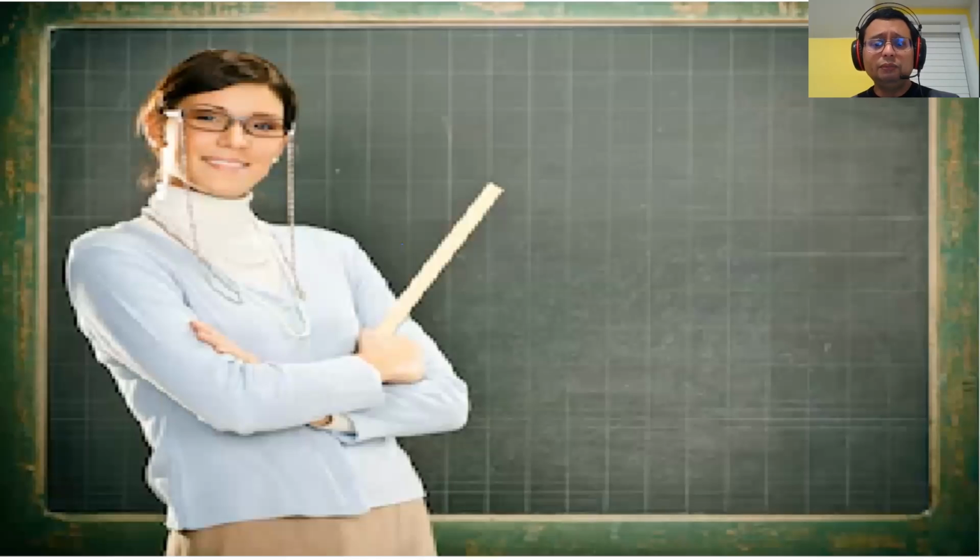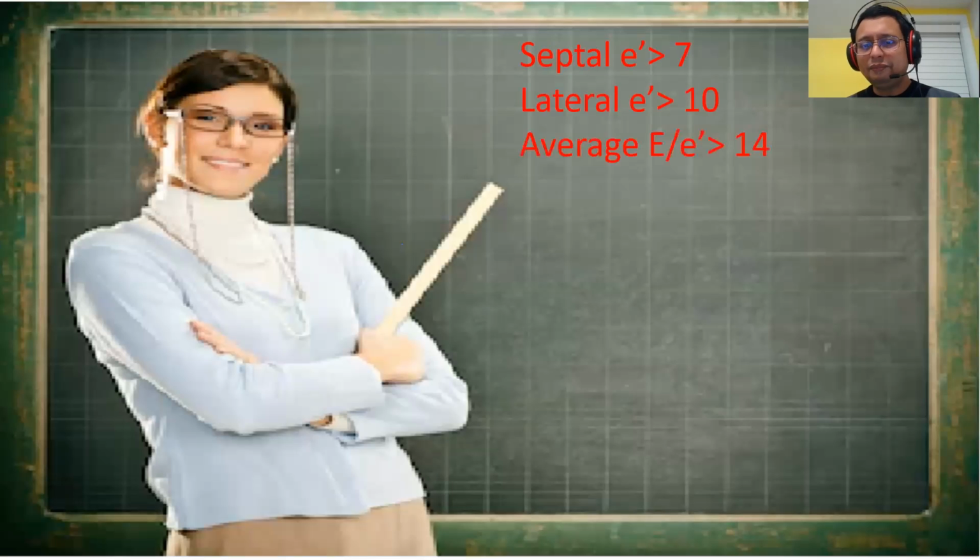So, ladies and gentlemen, boys and girls, this is my last slide of the talk today. I just wanted to show you the 10 parameters. I hope you can repeat them without me showing you first. Number 1, septal E prime that is less than 7 is abnormal. Lateral E prime that is less than 10 is abnormal. Average E over E prime that is more than 14 is abnormal. TR max that is more than 2.8 is abnormal.